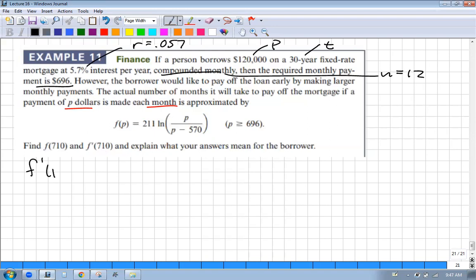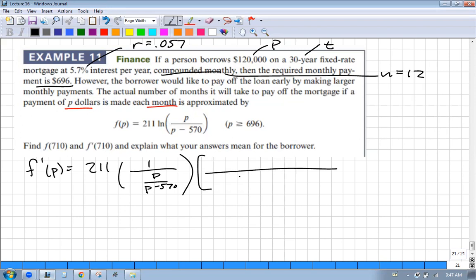What about f prime? Well, we'd have to take the derivative. When we say f prime, we mean with respect to P, because that's the only variable. So we would have 211. The derivative of natural log of stuff is 1 over the stuff, right? Times the derivative of the stuff. What is the derivative of this? All right, well, the derivative of that by the quotient rule is the thing on the bottom squared times the thing on the bottom times the derivative of the stuff on the top minus the stuff on the top times the derivative of the stuff on the bottom.